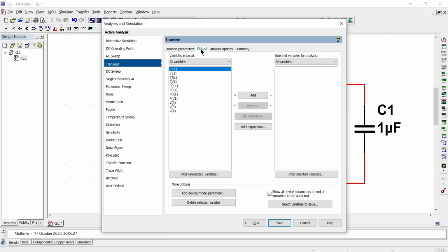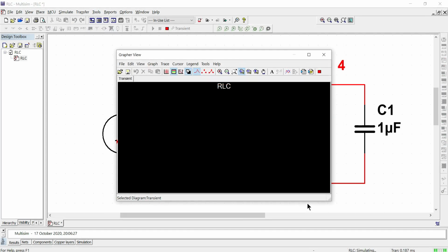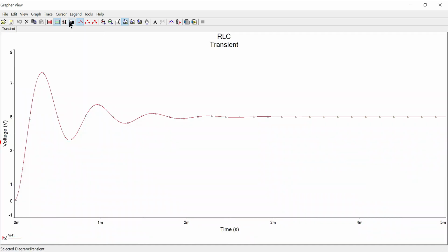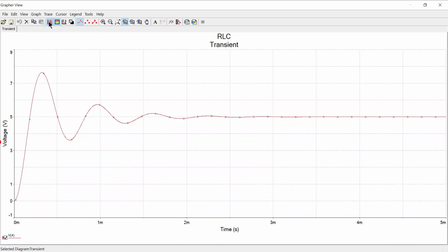Under the Output tab, select V4, which represents the voltage across the capacitor. Click on Add and run the simulation. Let me set a lighter background by clicking on this tab. Click on the Grid tab so that the coordinate points are easily readable.